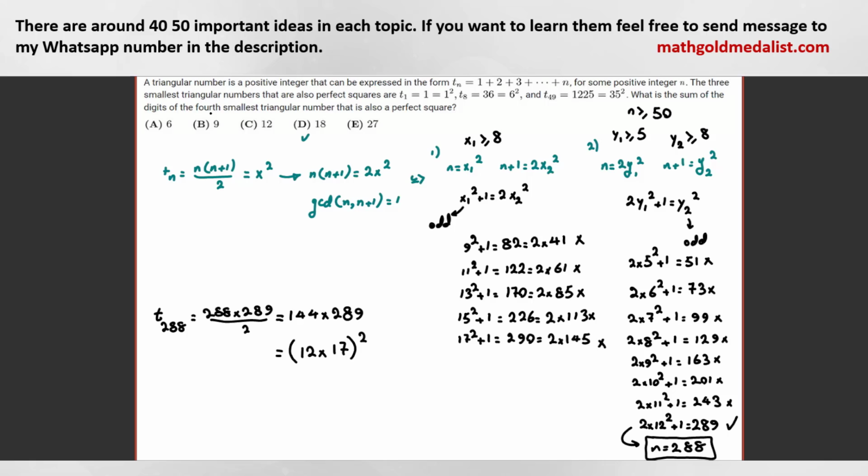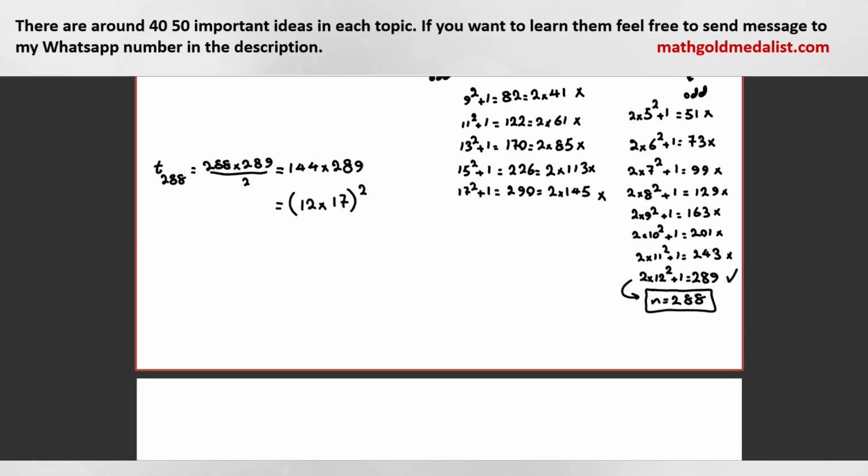And the problem says, what is the sum of the digits of the fourth smallest triangular number that is also a perfect square? So we should calculate this, right? Yeah. Okay, 12 times 17 squared. Have you calculated this? Yeah, I think so. It is what?